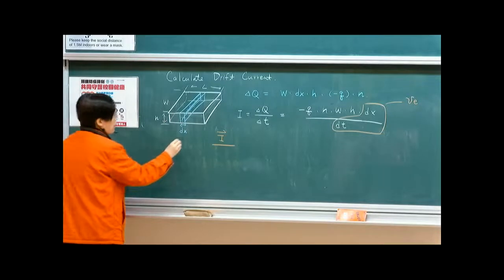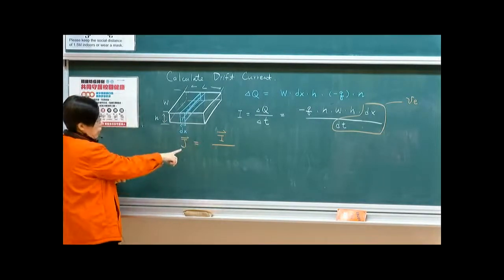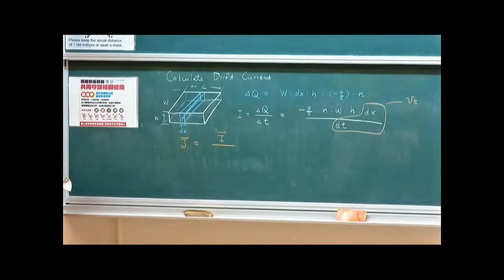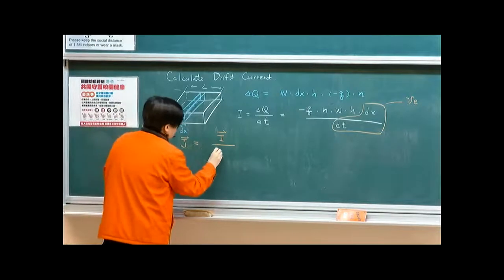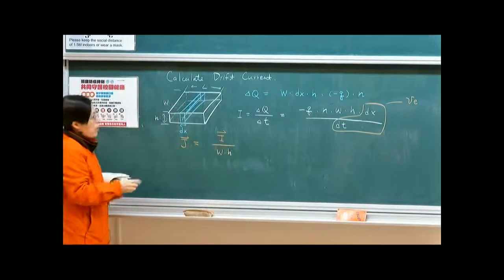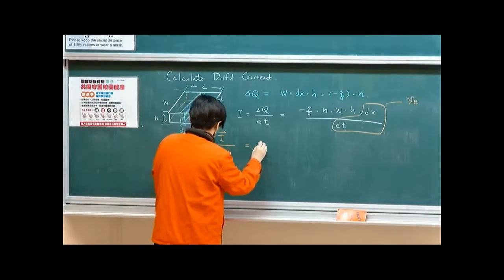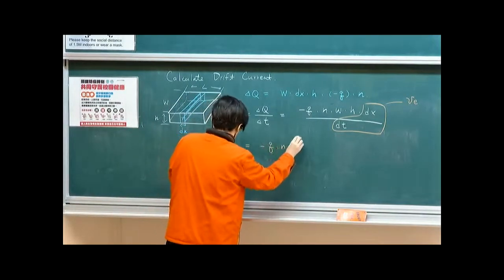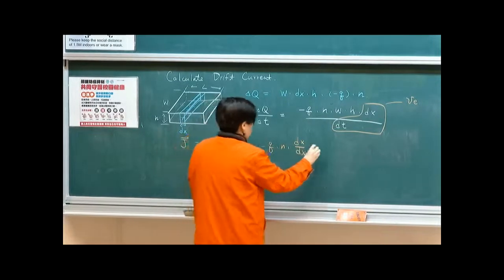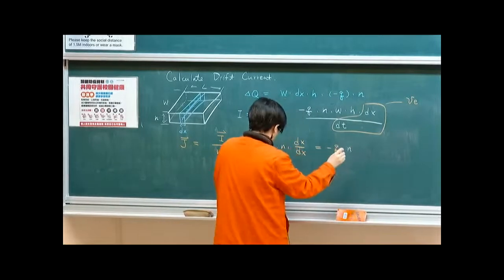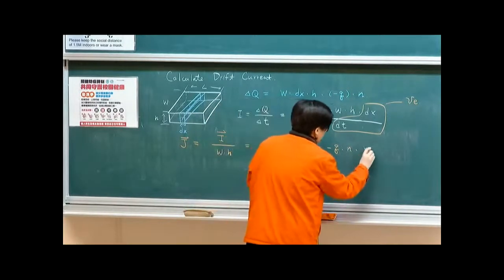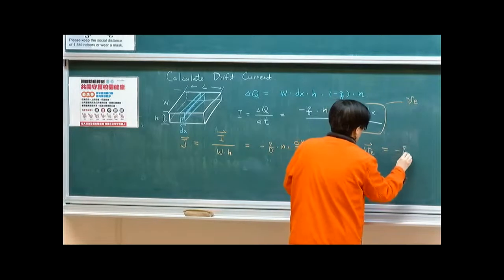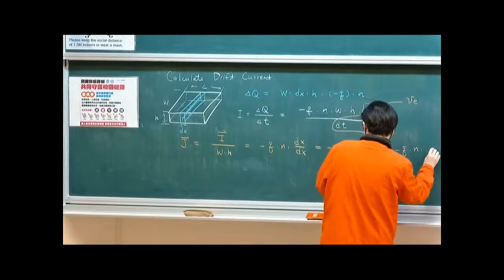If I want to find current density J, it will be current divided by cross-sectional area. What is the cross-sectional area? It's WH, correct. So divided by WH, you put back this equation, it will simply give you minus q n dx over dt. We know that this is the electron moving speed. And it will be minus q n mu n E.